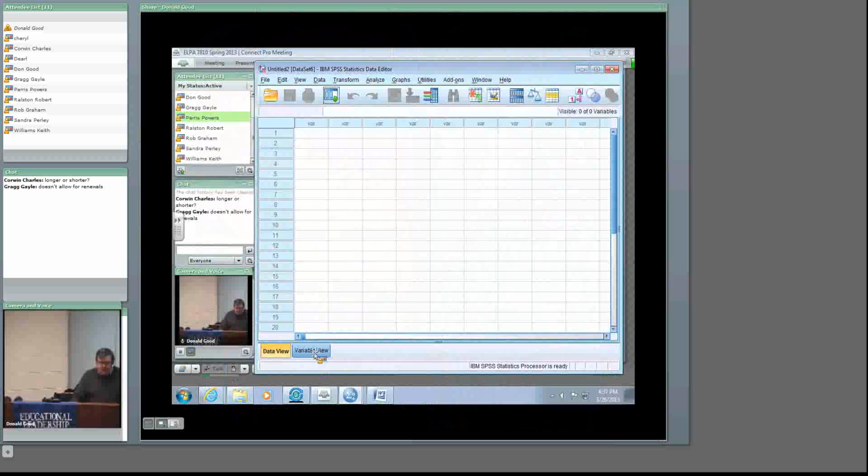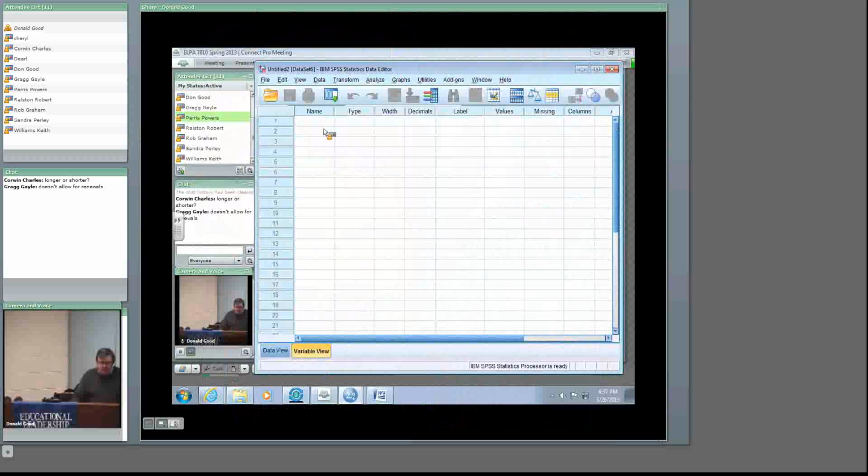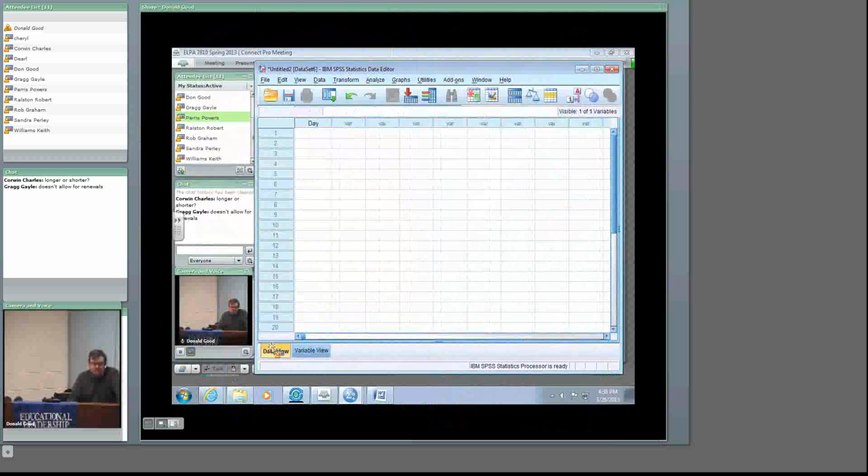So I'm going to go to variable view and name a variable. The only variable I have, I'll just call it days. So I'm going to type days in for my variable. Click off the cell so it defaults the rest of that row to whatever the automatic values are. We're not really going to mess with that any. We can change things if we want to, but in this particular problem we don't need to. So if I go back to data view, days becomes a column heading.